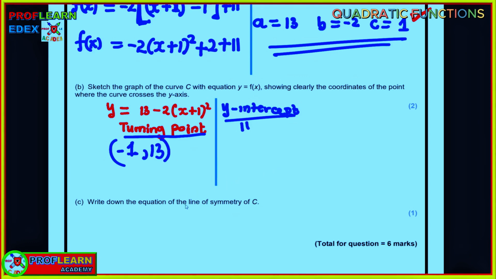So can we be able to sketch the graph? Why not? Once you have the y-intercept, you have the turning point. Turning point is -1, 13. Let me have 13 here, and then we shall have 11 somewhere here.